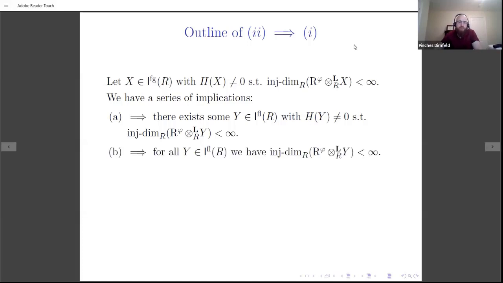Then once I have A, that will imply that for every Y in IFLR, the injective dimension of this derived tensor product will be finite. And this is non-trivial and will probably be the bulk of my talk, showing how we go from A to B.